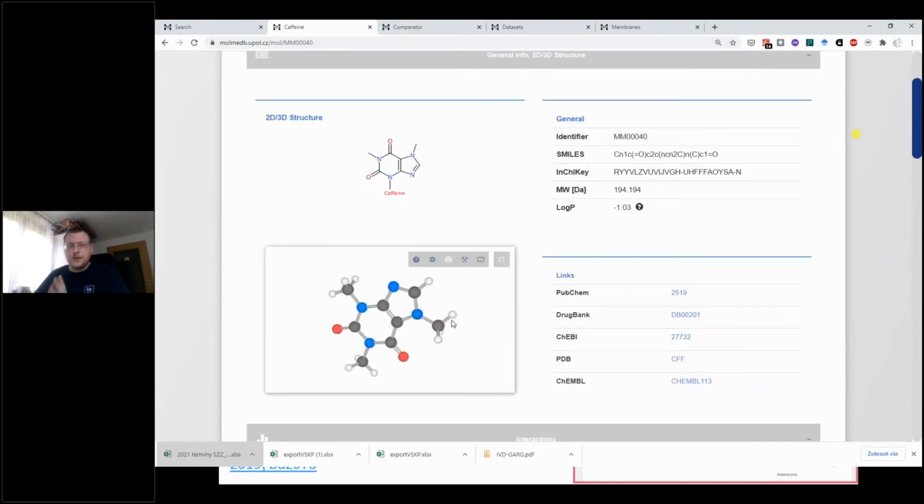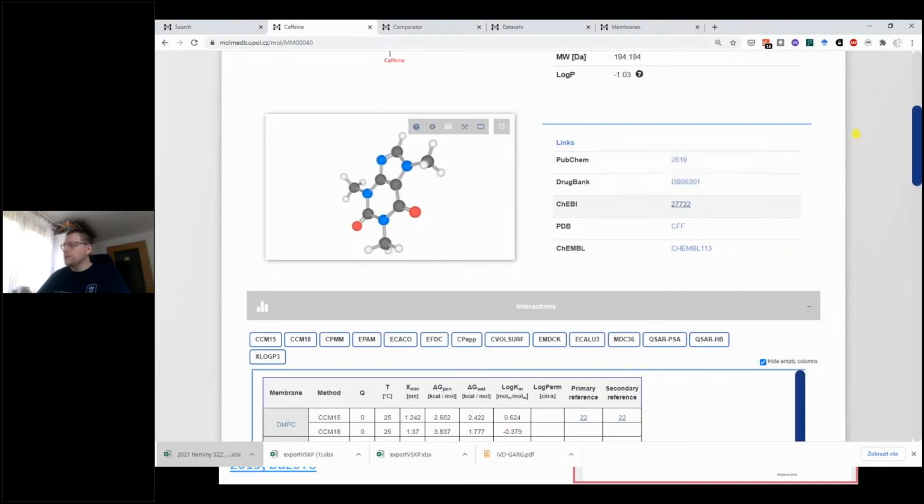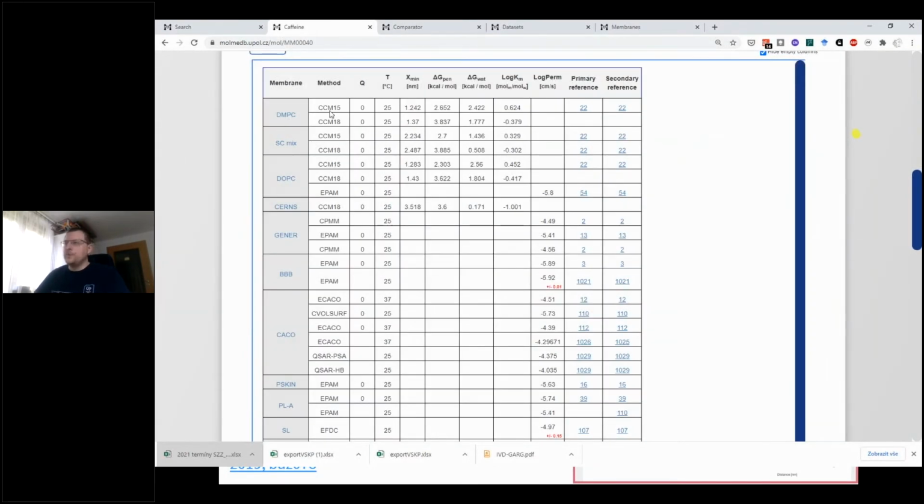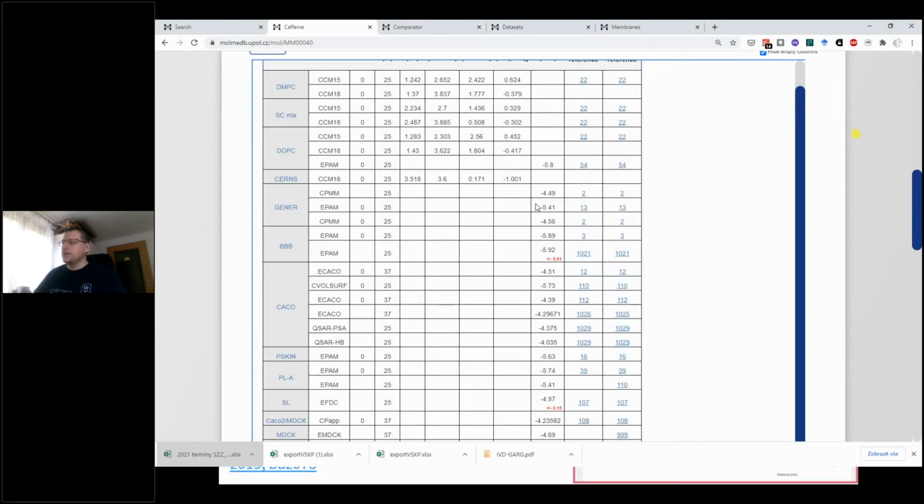This is basically a description about the molecule, how it looks like, 2D and 3D picture provided by LiteMol, some general information and links to other databases. And here is the list of interactions. So for each membrane, we store the data from the method, the charge and temperature for the experiment or simulation, and then we look into the individual parameters which we can obtain from that simulation or from that experiment. And then we can compare those data against each other.